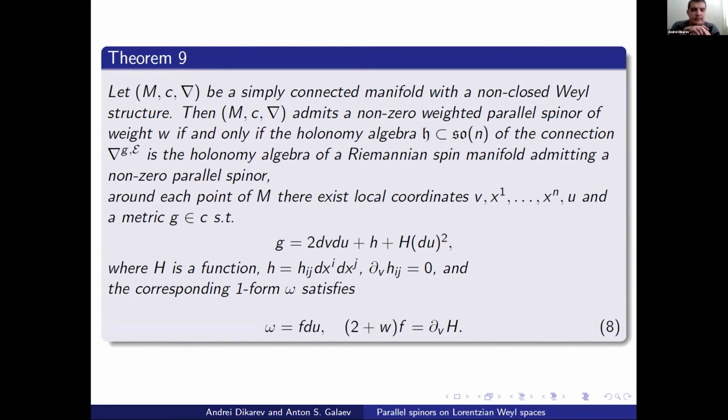Suppose we have a Weyl manifold of Lorentzian signature, which is given by the triple (M, c, nabla), and suppose it's simply connected and the structure is non-closed. Then this manifold admits a non-zero weighted parallel spinor of weight W if and only if the holonomic algebra H of a connection nabla^g epsilon, or my mistake, I skipped the definition of nabla^g epsilon. Sorry for that.